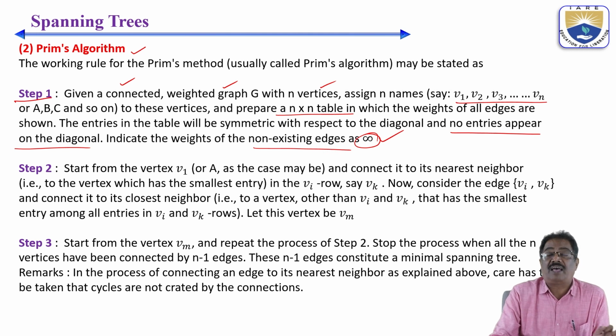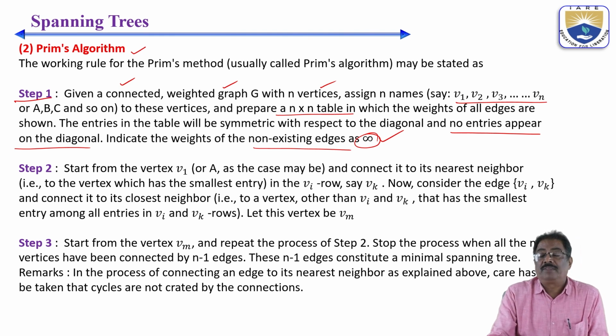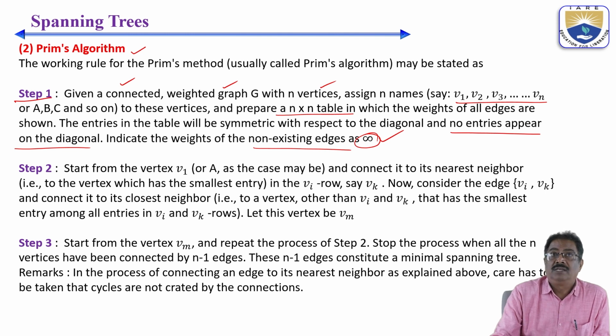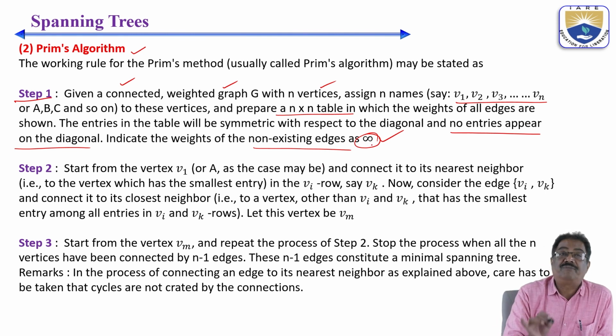Suppose the graph is having n number of vertices, then we are going to consider an n by n table. In that, the diagonal elements do not appear, and whenever there is no route from one city to another city, we take it as infinity.